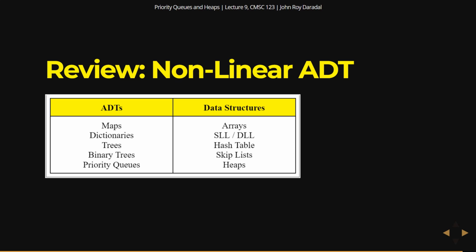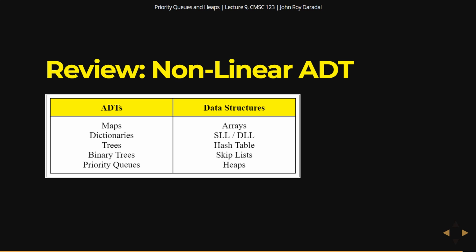And then we also saw trees, which are hierarchical structures, nodes with parent-child relationships, and then binary trees are a special type of trees with at most two children called the left child and the right child. And then in this video we discussed the priority queues. So those are the non-linear ADTs that we have seen so far. And then later on we'll also see another special type of trees called the binary search trees, but that's just another extension of the trees.